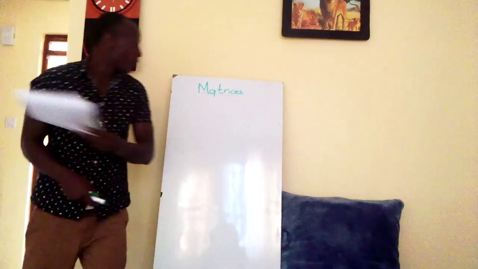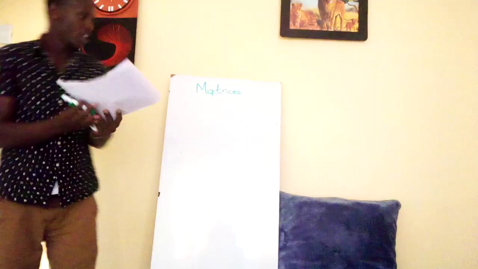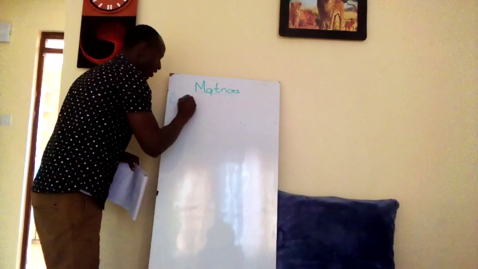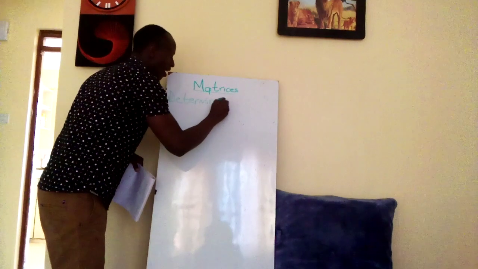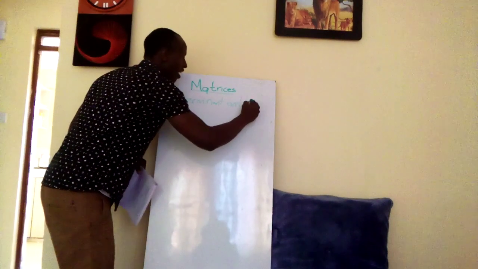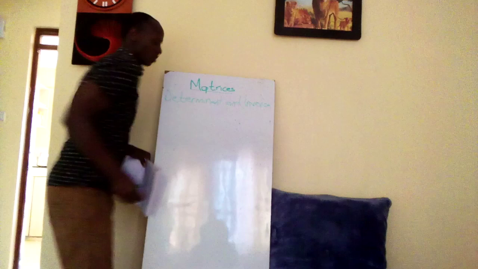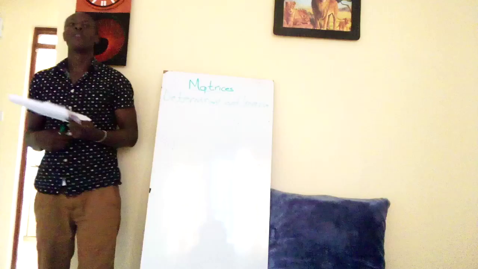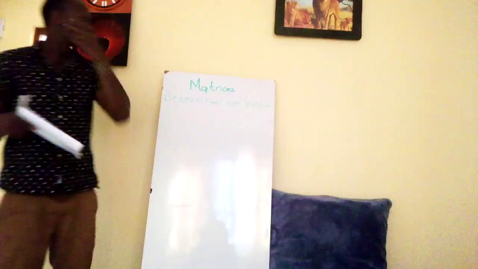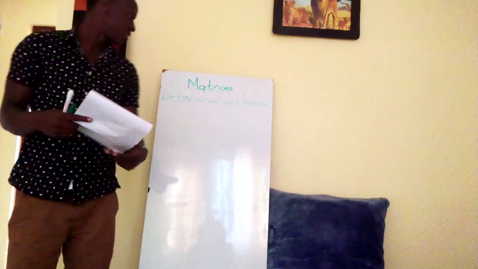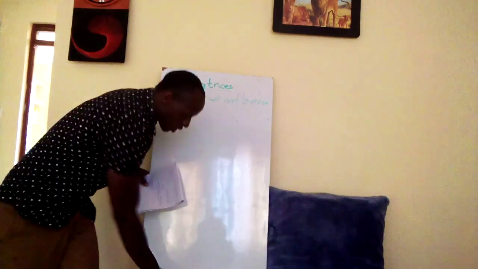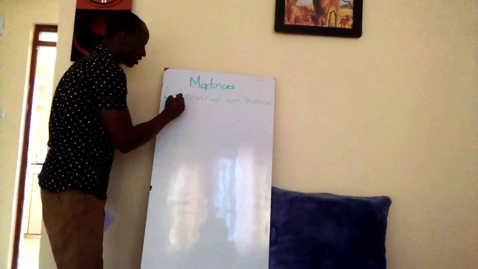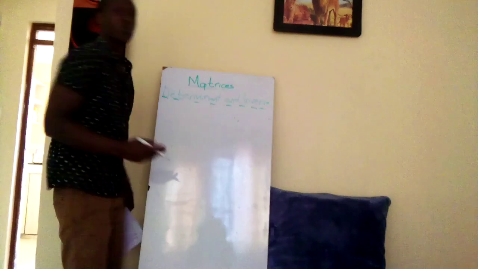Today we are continuing with where we left on matrices, and today on our topic on matrices we're going to look at determinant and inverse. Determinant and inverse of a matrix. In my previous lesson, you can check on the previous YouTube videos which I've uploaded, I talked on how to multiply matrices and order of a matrix. So in today's topic, we'll be looking mainly on how to calculate determinant and inverse of a 2 by 2 matrix.